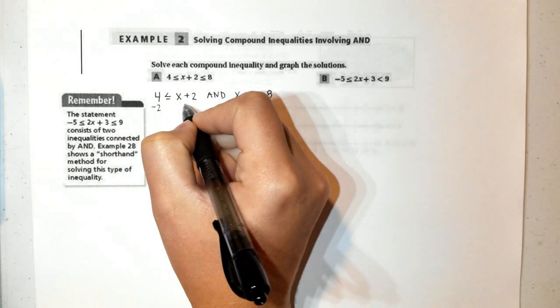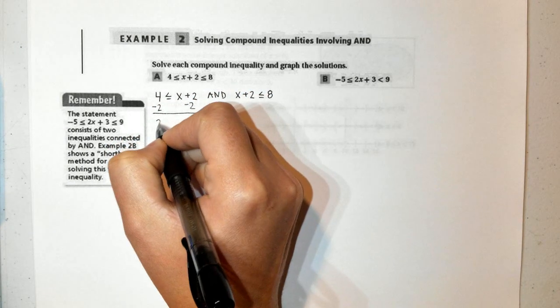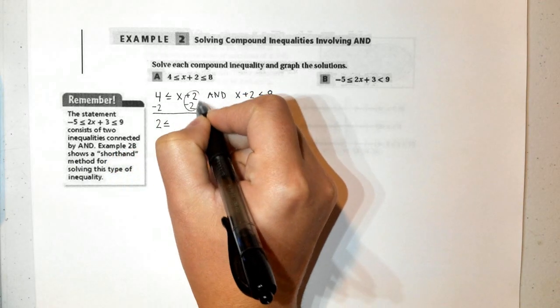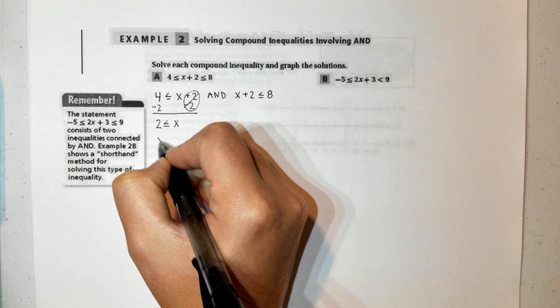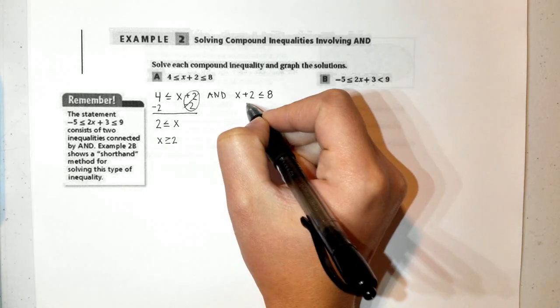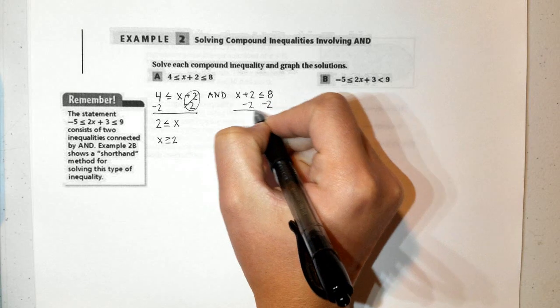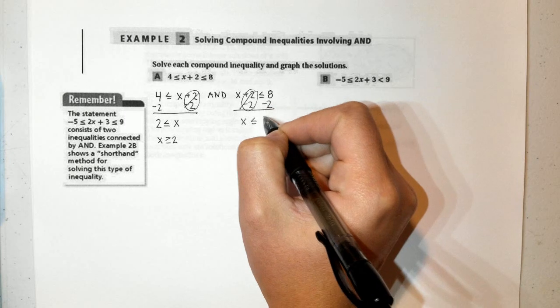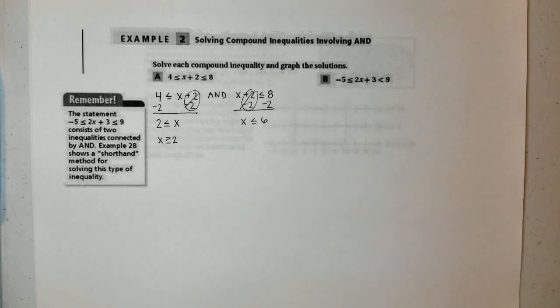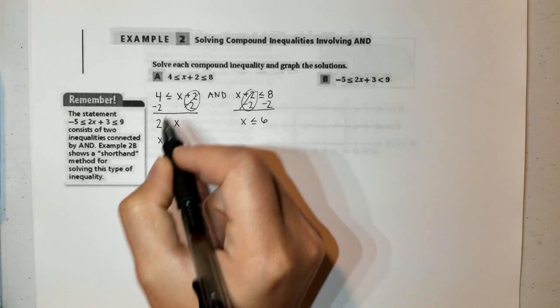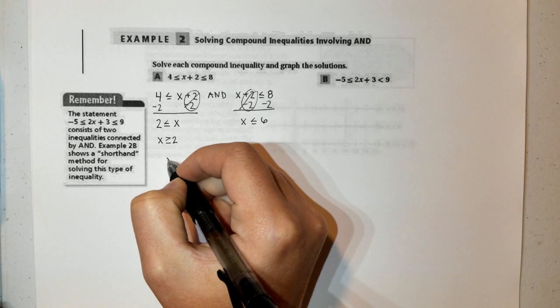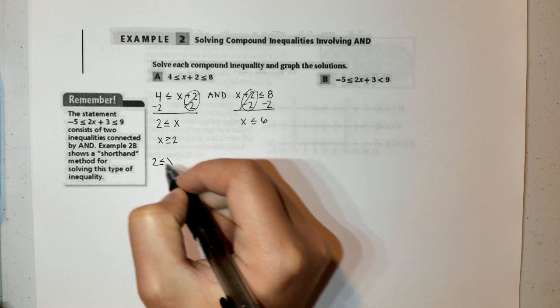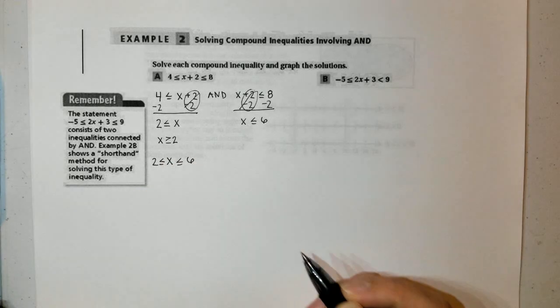So I'm going to subtract 2 from both sides of my first one. 4 minus 2 is 2, less than or equal to 2 minus 2 is 0, left with x. So here x is greater than or equal to 2. And then I'm going to subtract 2 from my second inequality. 2 minus 2 is 0, so I'm left with x, less than or equal to 8 minus 2 is 6. So we have x is greater than or equal to 2 and x is less than or equal to 6. You can leave them separate like this, or you can combine it into one statement. You can have 2 is less than or equal to x, which is less than or equal to 6.